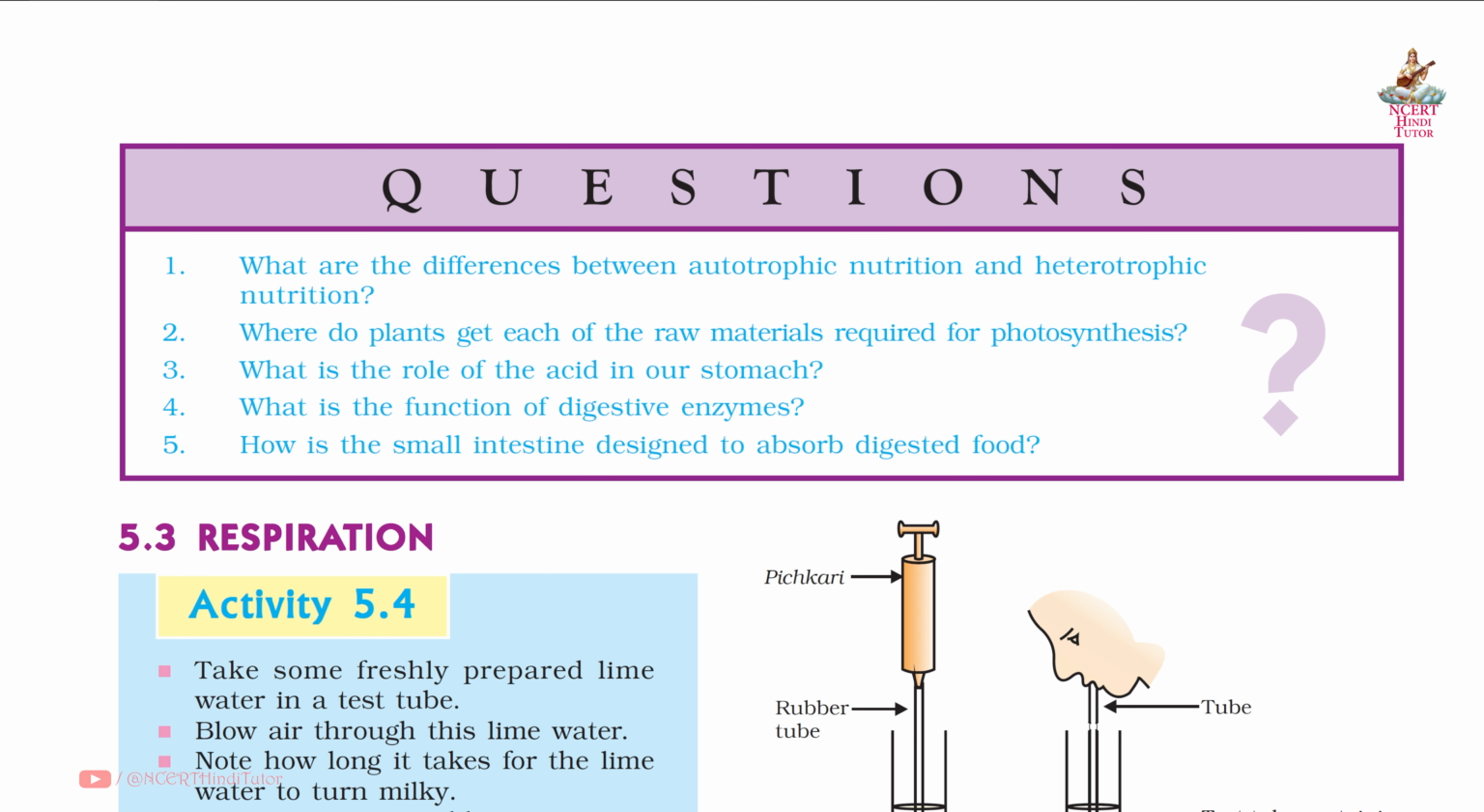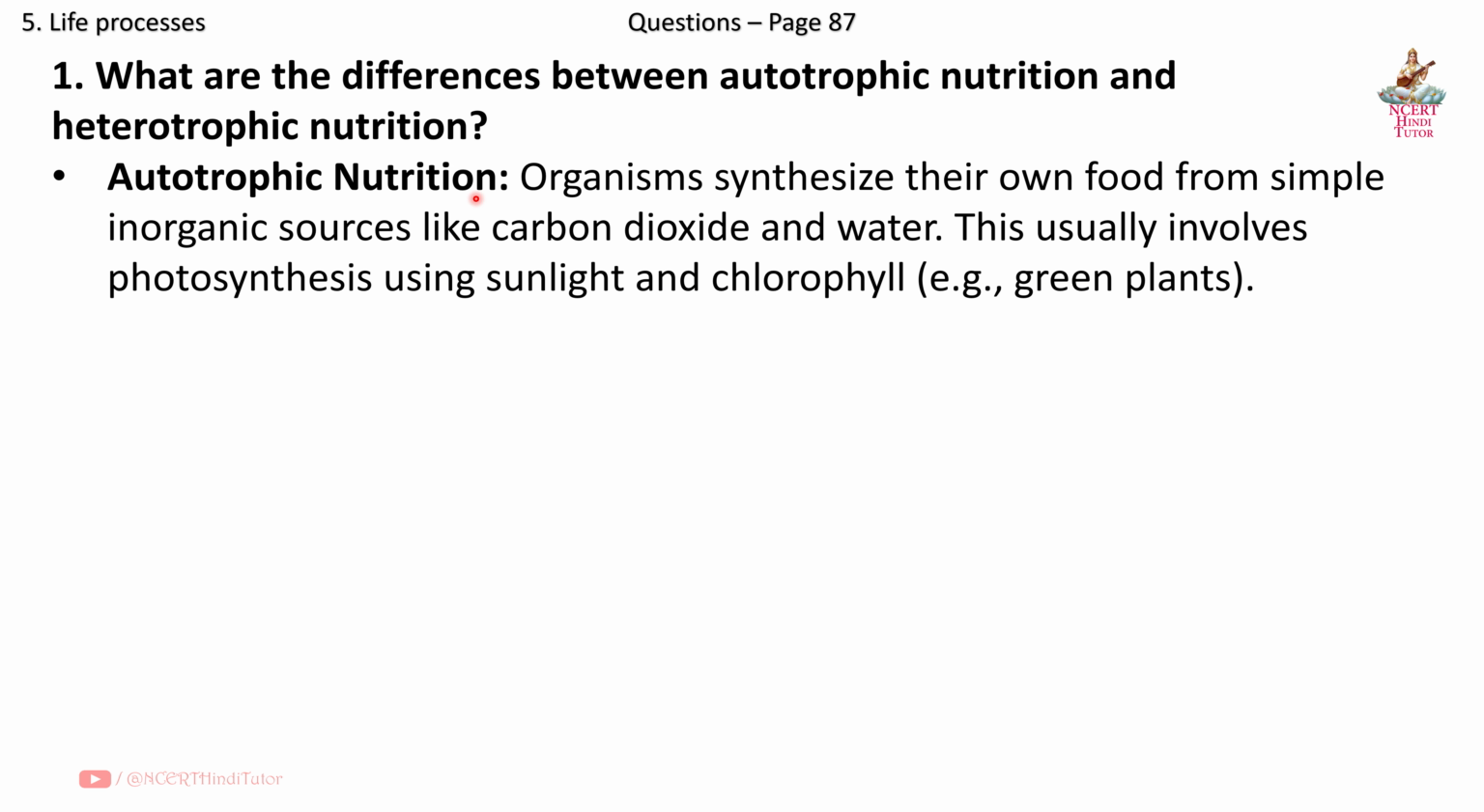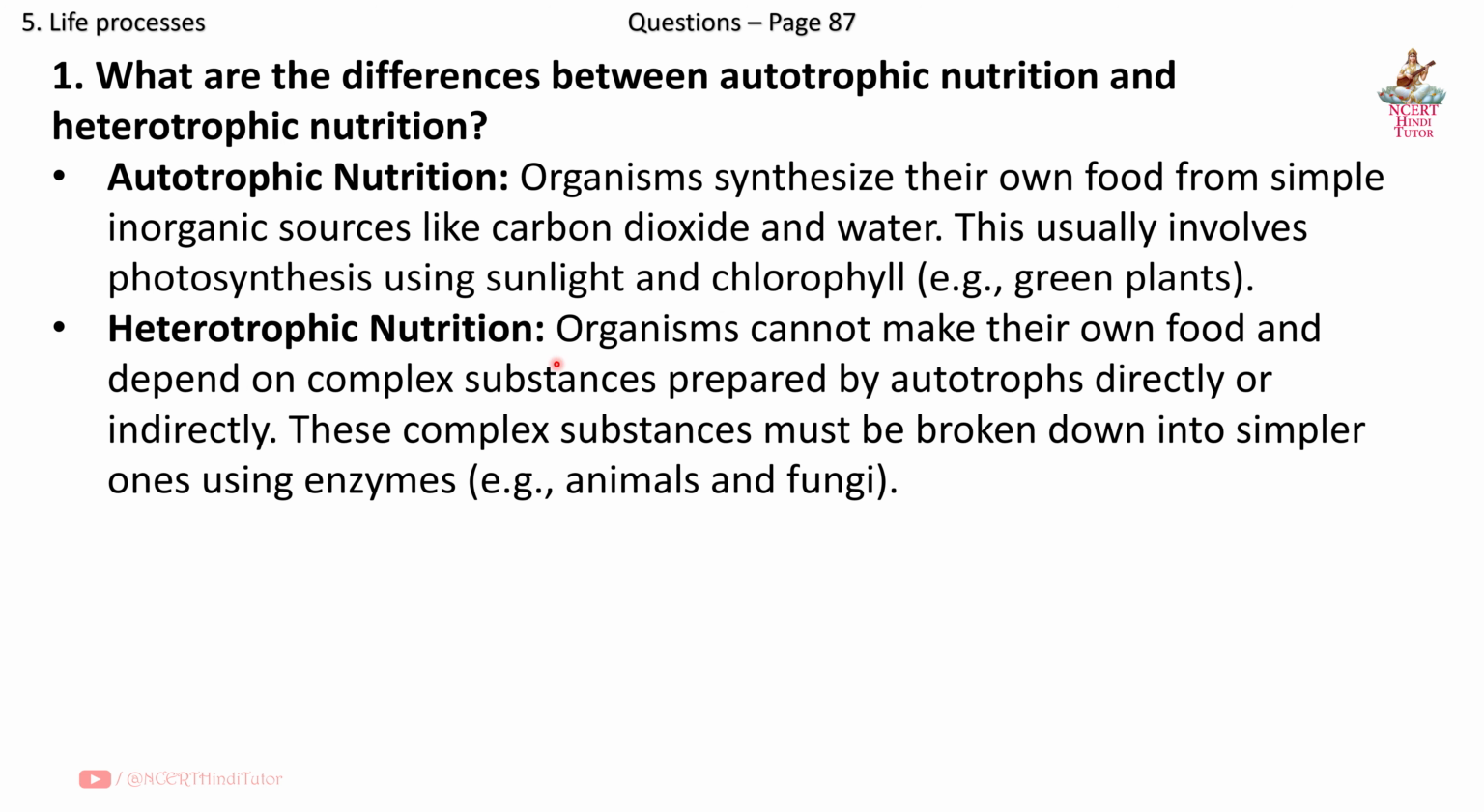Questions page 87. Question 1. What are the differences between autotrophic nutrition and heterotrophic nutrition? Answer. Autotrophic nutrition. Organisms synthesize their own food from simple inorganic sources like carbon dioxide and water. This usually involves photosynthesis using sunlight and chlorophyll. Example, green plants.